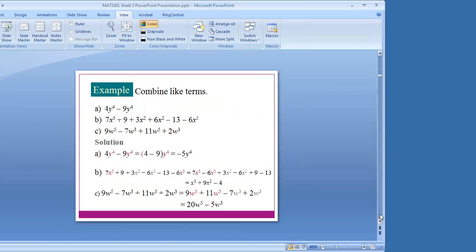Now, combining like terms is one set of directions you'll see for addition and subtraction. It's also the same. If you see addition and subtraction, it means combine like terms. It's all the same thing.